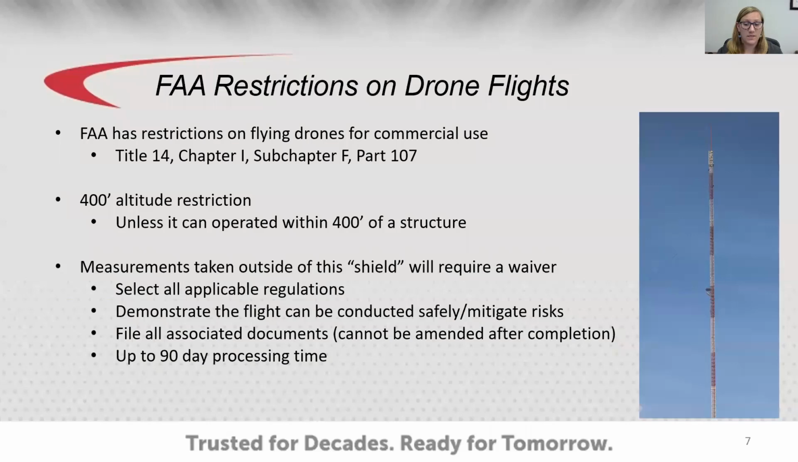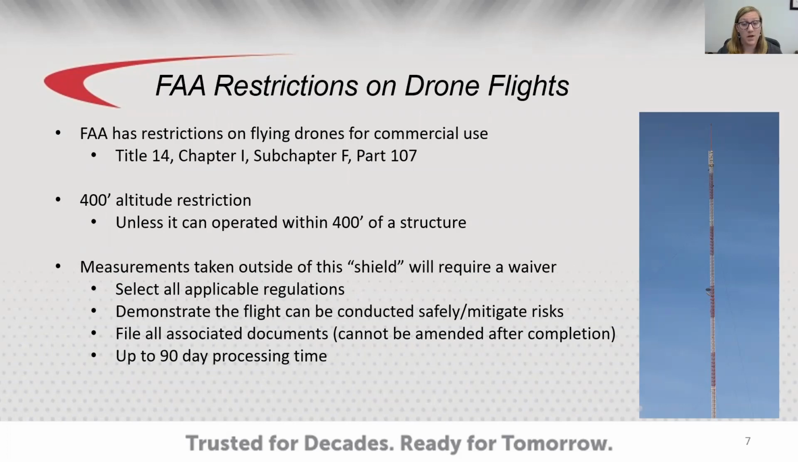The regulation I'll be focusing on today is Part 107.51, Operating Limitations for Small Unmanned Aircraft. This regulation includes a height restriction of 400 feet above the ground, unless you're operating within 400 feet of a structure, called the structure's shield. Any measurements that need to be taken outside of the shield require a waiver.